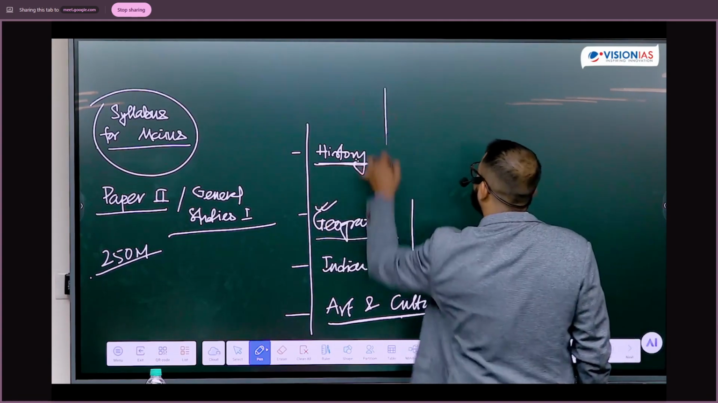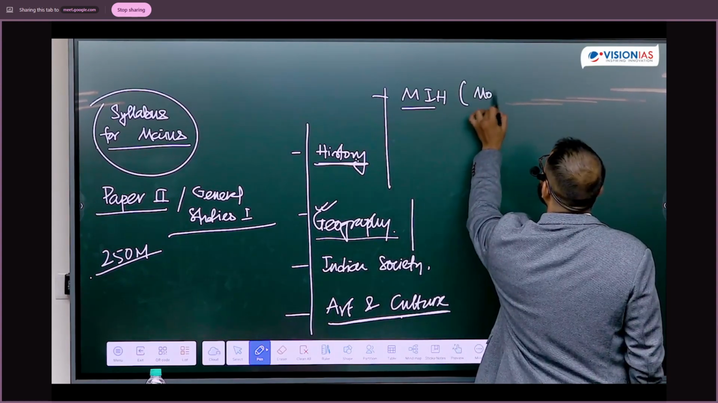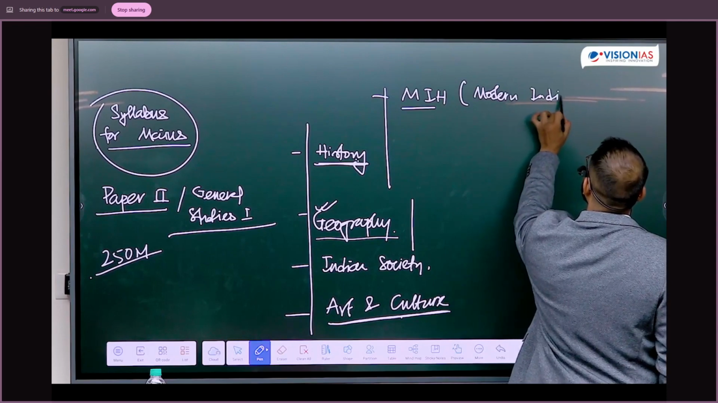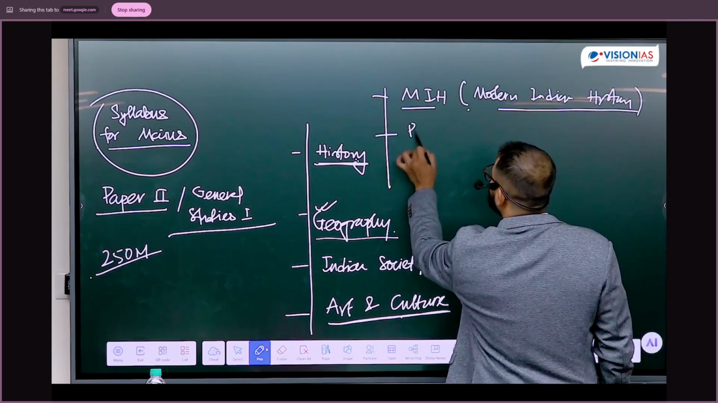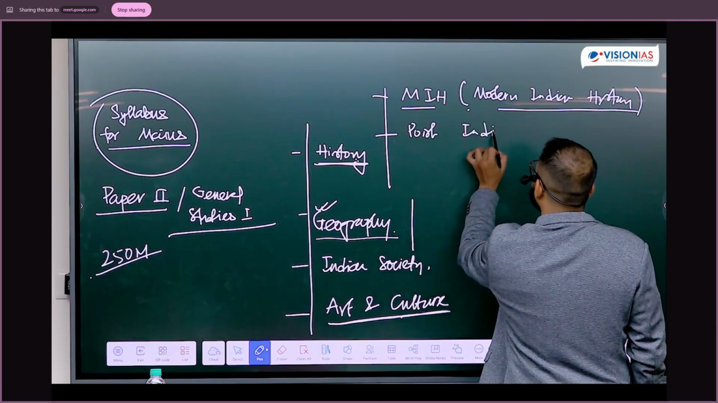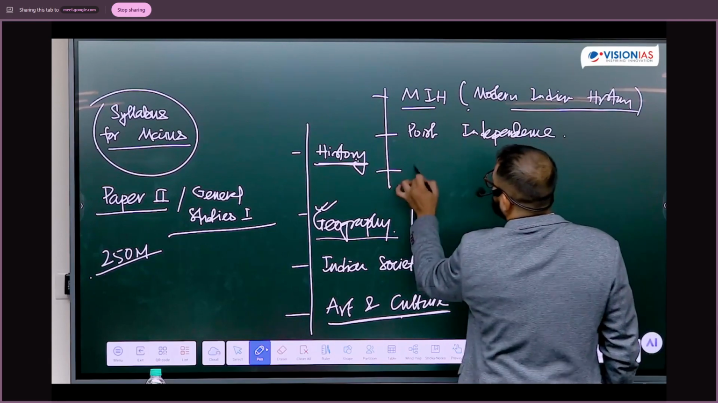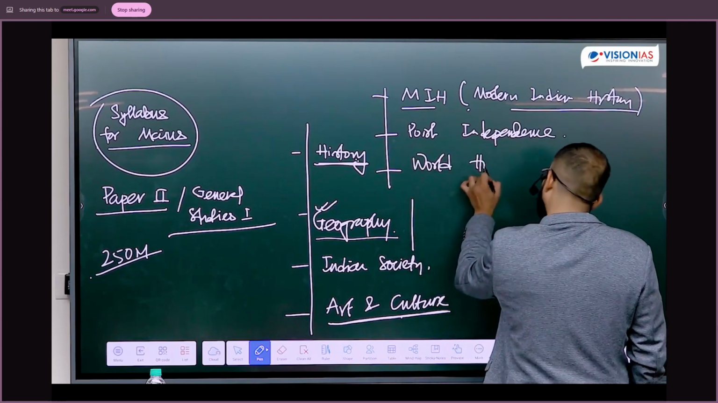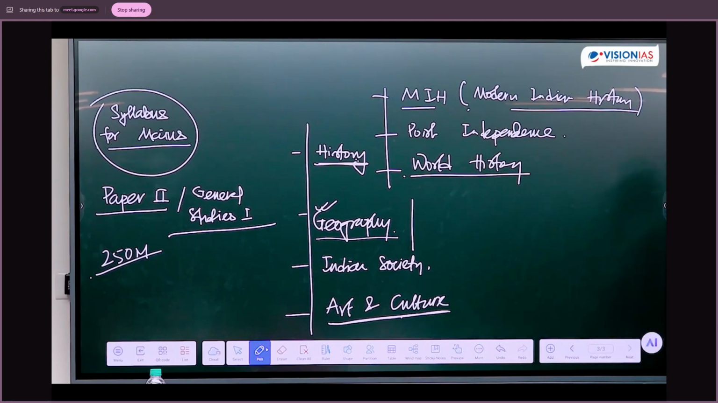When you look at history, you will find modern Indian history, right? Which is a part of the syllabus for mains. Should you find post-independence? Yes. Would you find world history? Also yes. These are all elements for your mains.